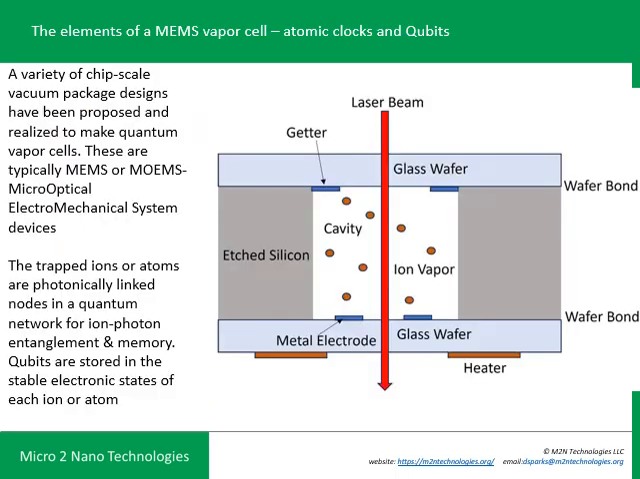So what are the elements of a MEMS vapor cell, whether it's an atomic clock or a qubit? Typically, most of the devices use glass-silicon bonding. The glass is the window for the laser beam. There will be a laser beam on top, a photodetector on the bottom, and then you may have some metal electrodes to heat up the metal vapor. This could be heated up in an ionized state, or it could just be heated up as a neutral atom. So those are the basic parts: three wafers bonded together using old-fashioned micromachining, or MEMS-based processing and design techniques.